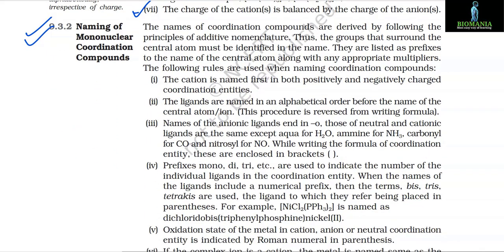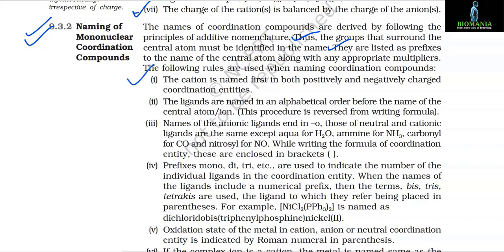9.3.2 Naming of mononuclear coordination compounds. The names of coordination compounds are derived by following the principles of additive nomenclature. Thus, the groups that surround the central atom must be identified in the name. They are listed as prefixes to the name of the central atom along with any appropriate multipliers. The following rules are used when naming coordination compounds.